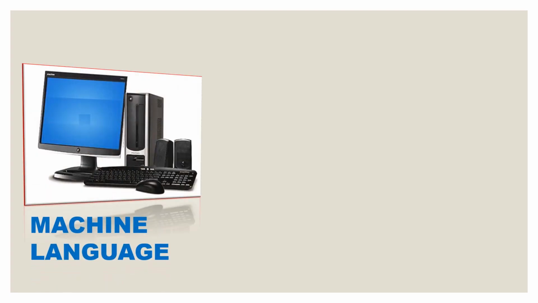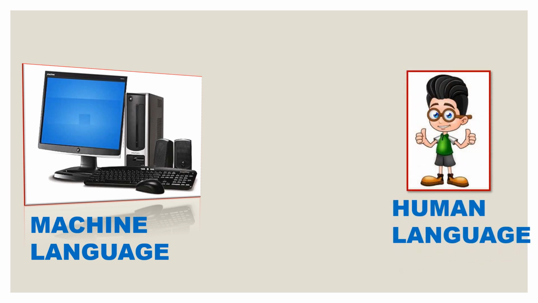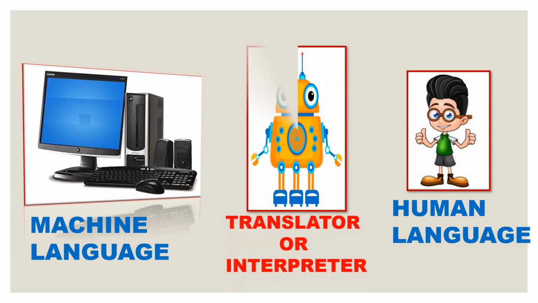Similarly, in case of computers and their users, a computer understands machine language, whereas humans understand human language. Computer cannot understand human language and humans cannot understand machine language. Then how do they communicate with each other? They need a translator or interpreter which converts human language into machine language and machine language into human language.